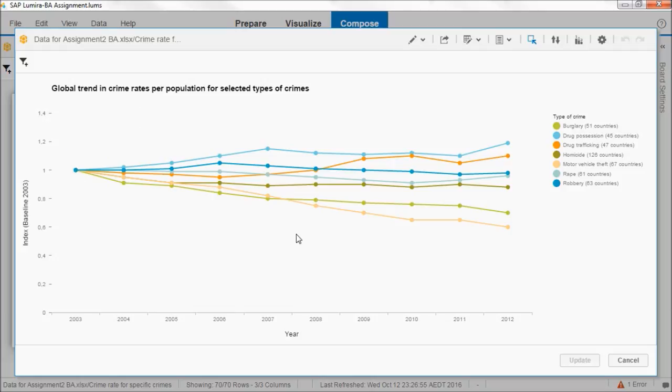Robbery and rape rates had some variation but were relatively stable throughout the years, while homicide, burglary, and motor vehicle theft rates have decreased. However, drug trafficking and drug possession, both of these rates have risen. This may be an indicator that, although more people are consuming drugs, this consumption does not implicate new crimes other than the obvious buying and selling drugs crimes.